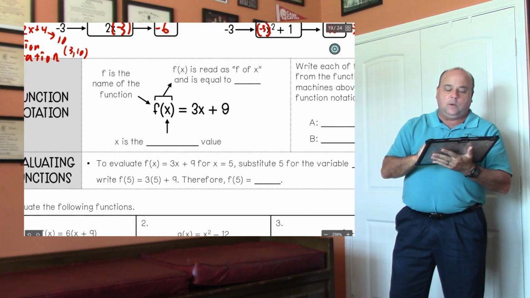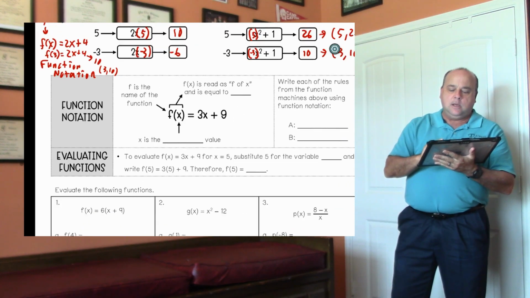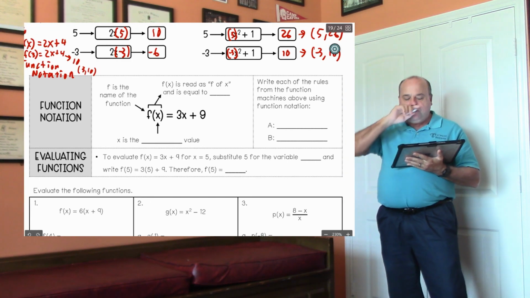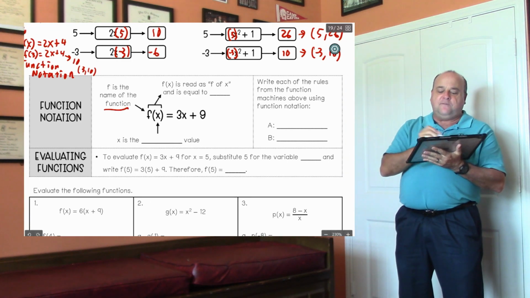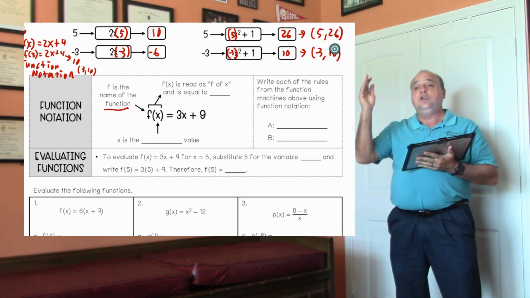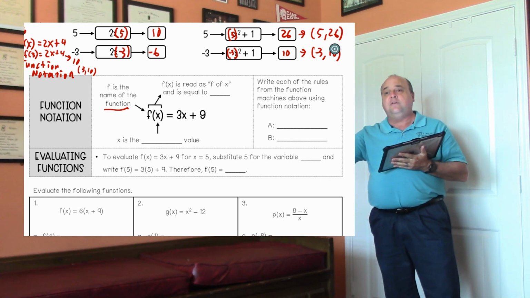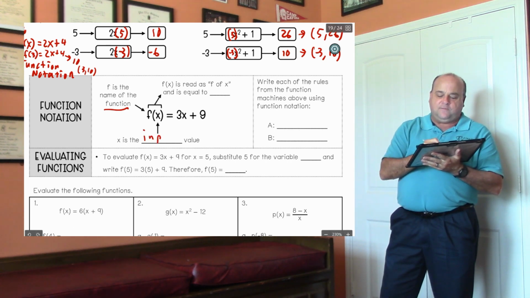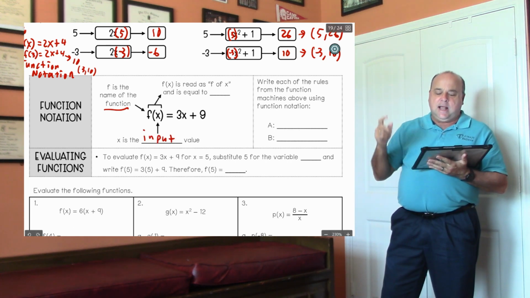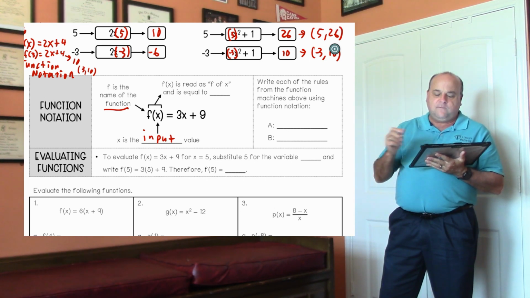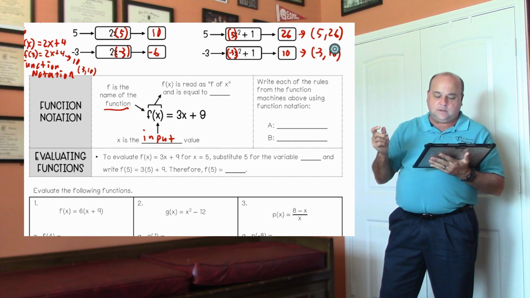So let's keep going. Okay? So like I said, this is function notation, right? F is the name of the function. You could have g of x, h of x, j of x. Usually we use f because f stands for function. Okay? X is the input value. Okay, f of x is read as f of x. It is equal to function of x. Hold on, it's read.